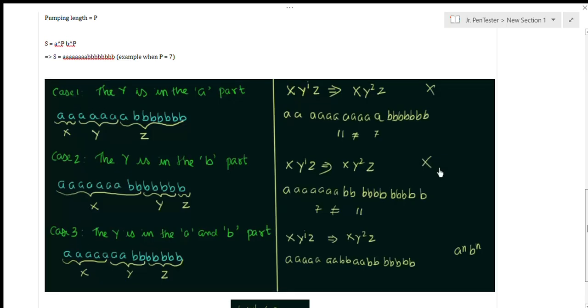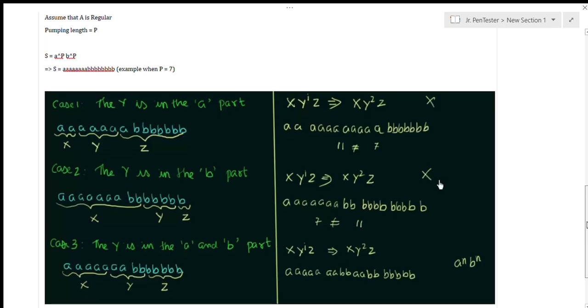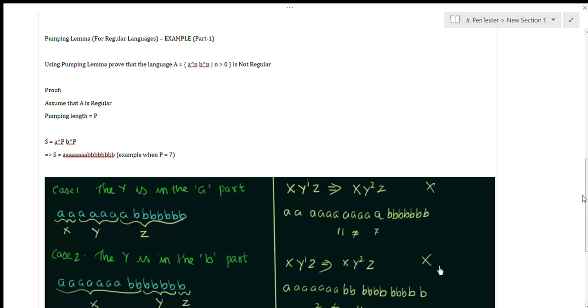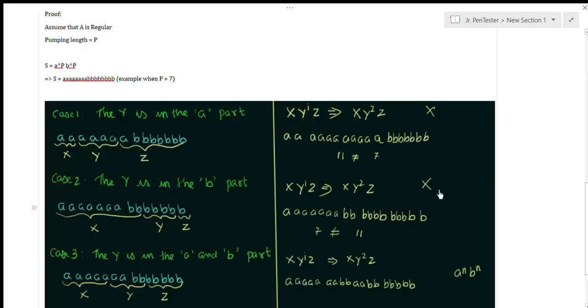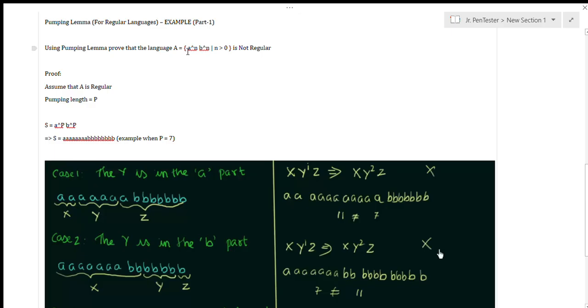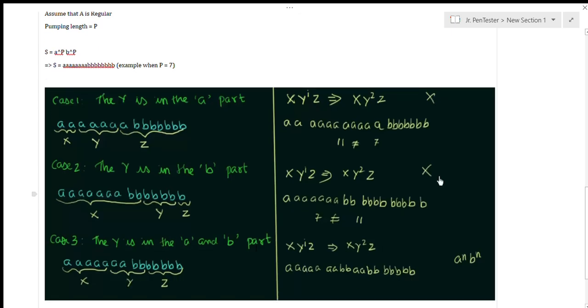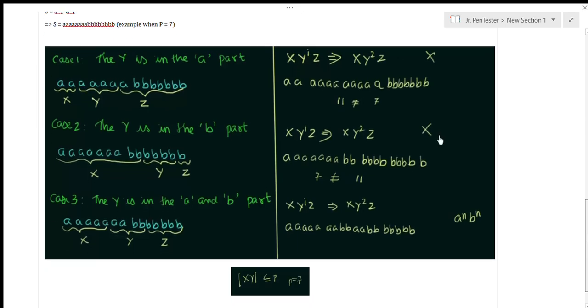In this scenario, we could have three cases of dividing our string into X, Y, and Z. The first one would be that our Y is in the A part. The A part was this A to the power n. So case 2 would be Y being in the B part, B to the power n. And the last case is Y being in between, overlapping the A and B parts. So these were our three cases.